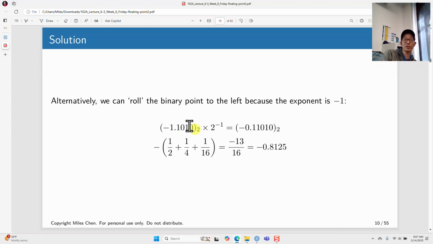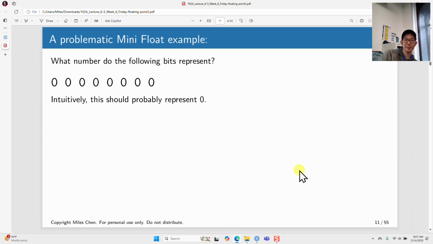Another way we can do it is you could roll over the binary point to 0.11010, and that will be 1/2 plus 1/4 plus 1/16. That will also give you 13/16, and then it's negative, so you get negative 13/16 as well.